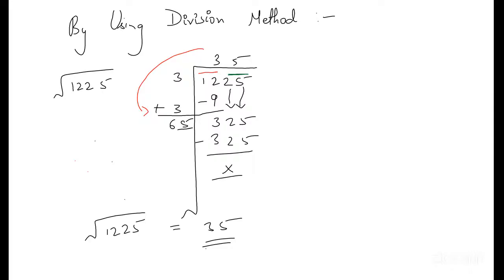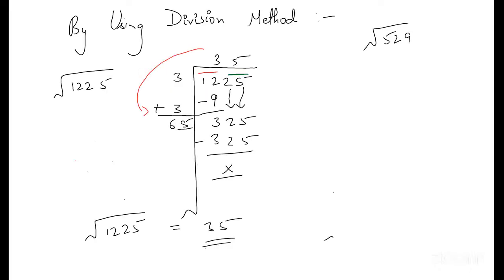Let's take the square root of 529. This is the format. First, make a big bracket like this and write 529. First rule, make pairs. So I have only one pair, 29, and 5 is left. What to do with this 5? I will take this 5 only, because 5 was not able to find a pair.